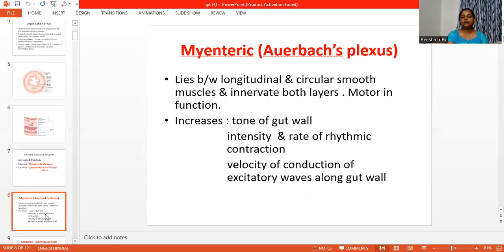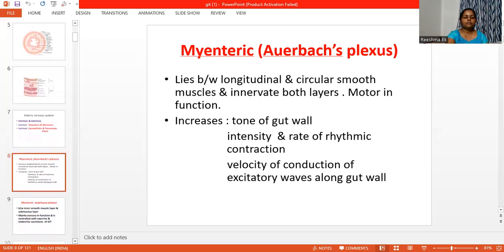Then about the Myenteric plexus or Auerbach's plexus. It lies between the longitudinal and circular smooth muscles and innervates both layers, and it is motor in function. It increases the tone of the gut wall, the intensity and rate of rhythmic contraction, and the velocity of conduction of excitatory waves along the gut wall.